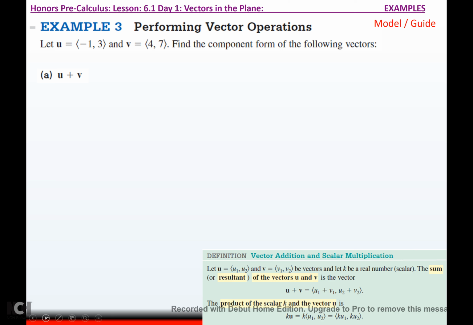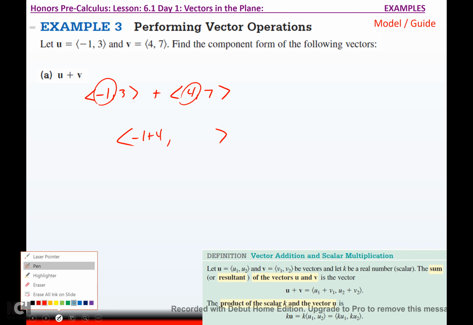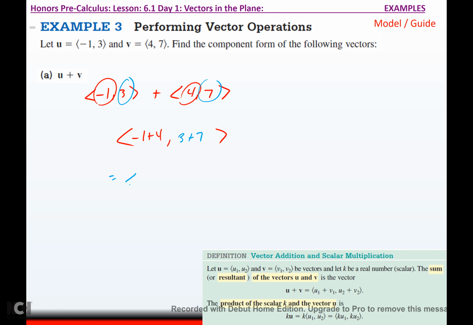Alright, so it says let U be negative 1, 3 and V be 4, 7. Find the component form of the following vectors. They want U plus V. Well, U is negative 1, 3 plus V is 4, 7. So my resulting vector, U plus V, is going to be negative 1 plus 4, comma, and then your Y's, 3 plus 7, which is going to give me 3, comma, 10.